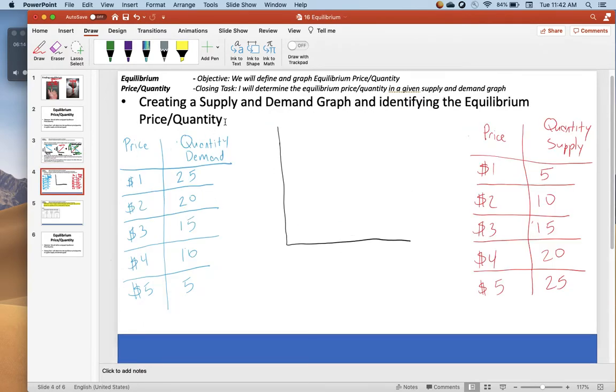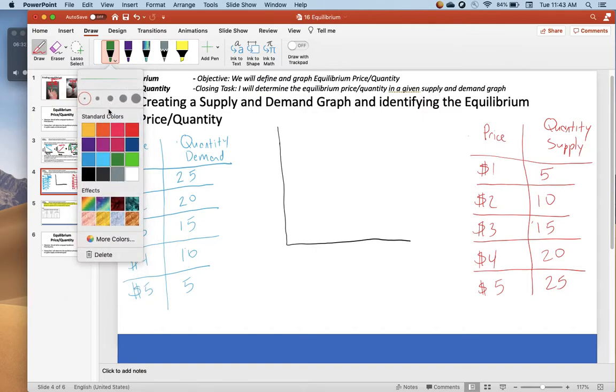What we're going to be doing next is actually creating a supply and demand graph. It's really simple. It's what we've done before. We're just combining both concepts that we've covered before. So let's see how you do this. I'm going to use different colors. You don't have to, but I'm using them just so you can visualize this a little better.